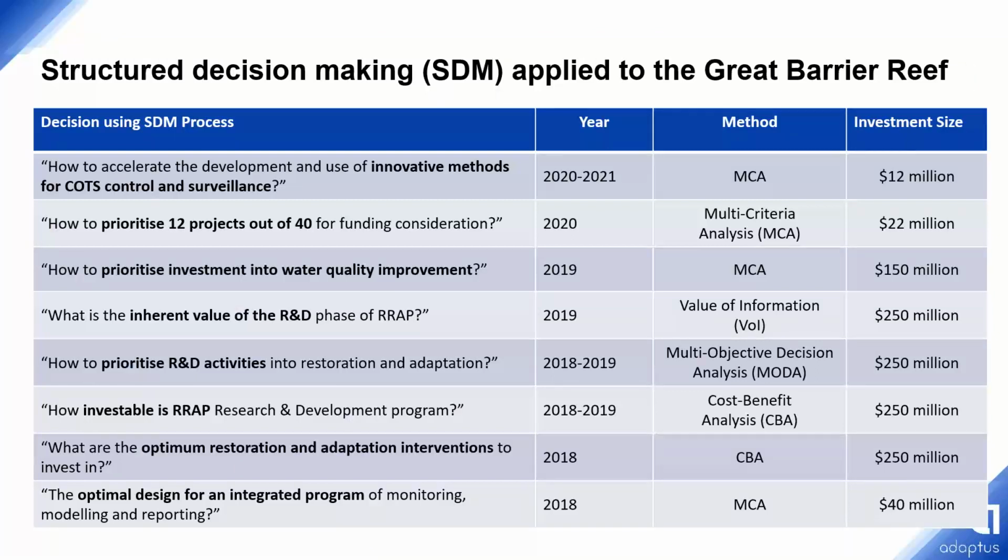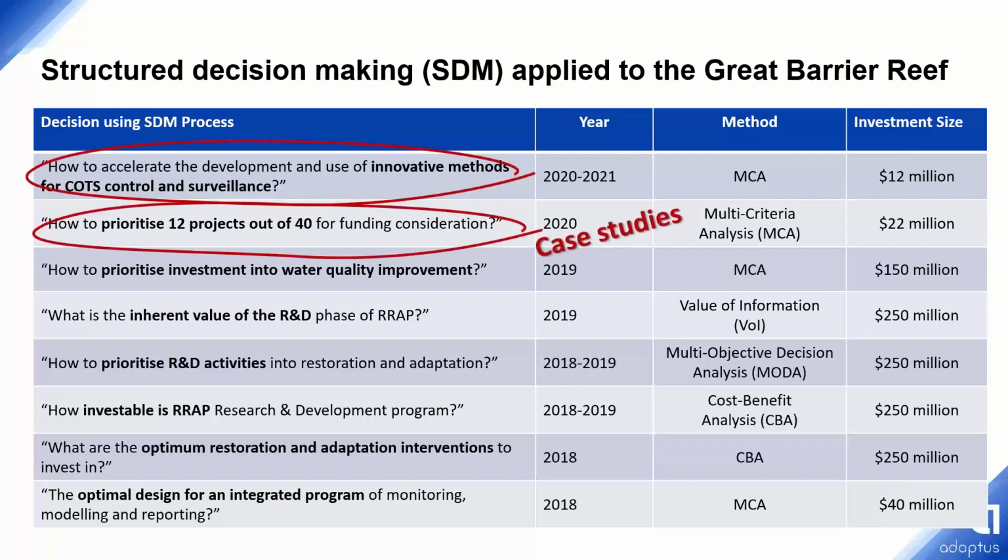In terms of using structured decision making in coral reef contexts, since 2018 there have been quite a few applications, particularly to the Great Barrier Reef. You can see the investment sizes these decisions have been used on range from tens to hundreds of millions of dollars. There's a range of methods, some of which you might be familiar with: multi-criteria analysis, cost-benefit analysis. But the two case studies we're going to talk to today are the two at the top. One around innovative methods for crown-of-thorns control and surveillance, which I'll hand to Mayuran to talk through now.